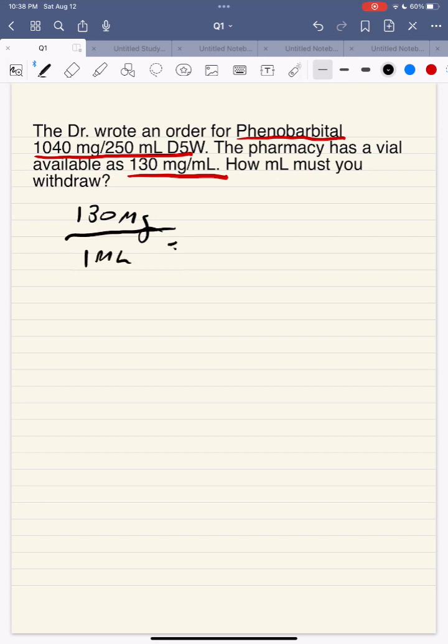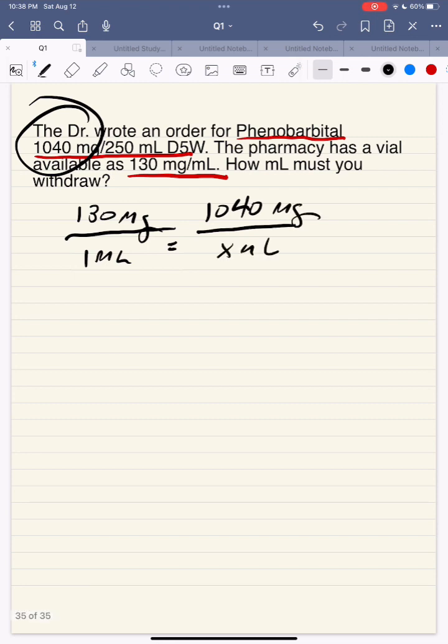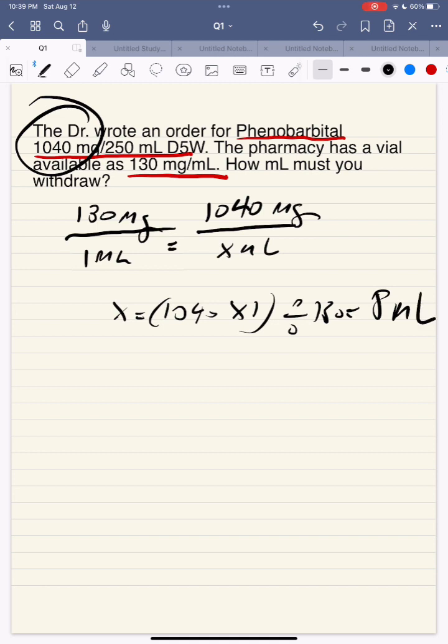Equal to 1,040 milligrams. That's what we want to get. Over X ml. That's what we want to figure out. How many milliliters do we need? It's a simple ratio. 1040 times 1 divided by 130 is equal to 8 ml, 8 milliliters. You're going to need 8 vials, 8 milliliters, because each vial is 1 ml. And this is ratio proportion.